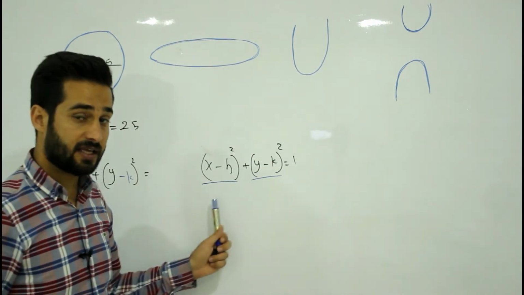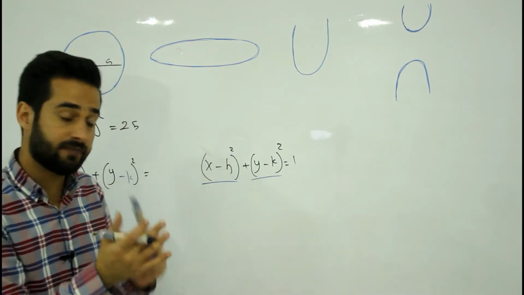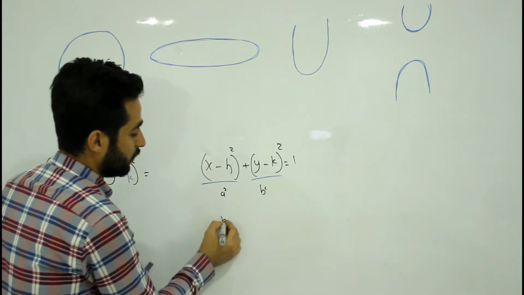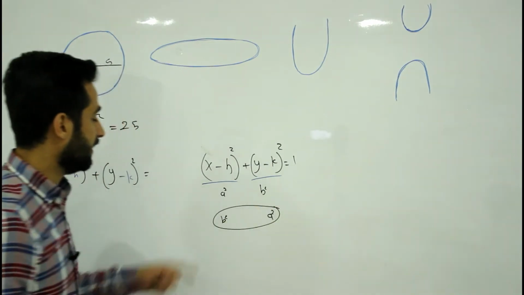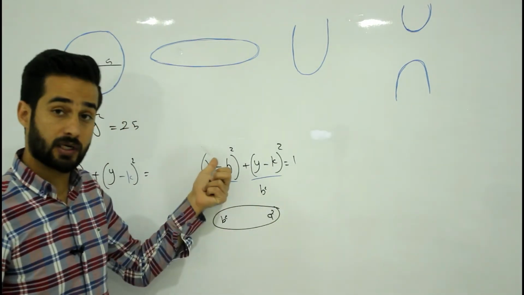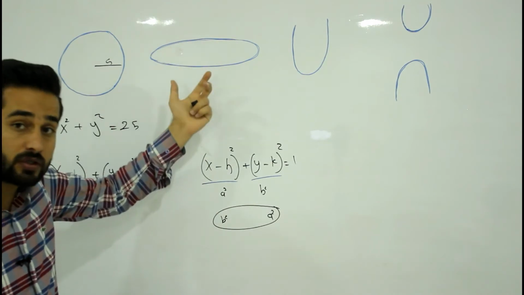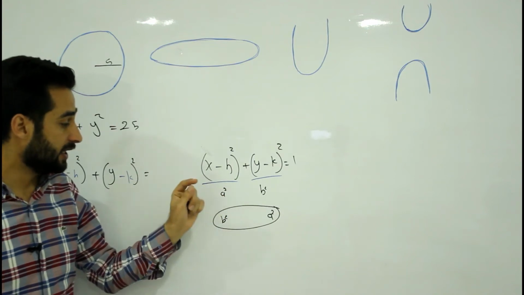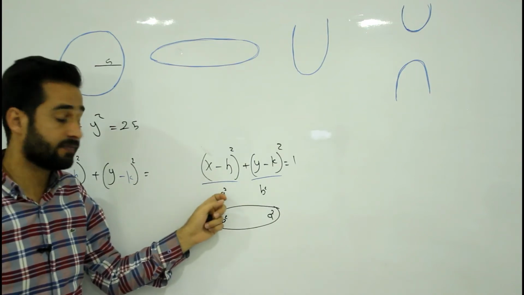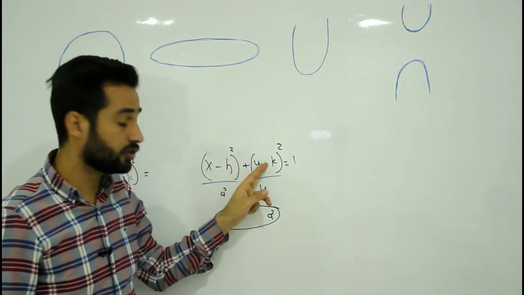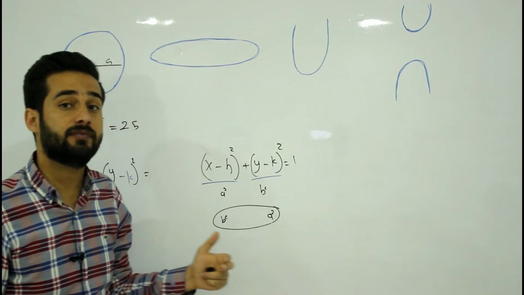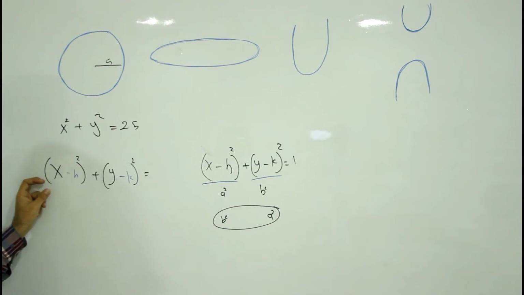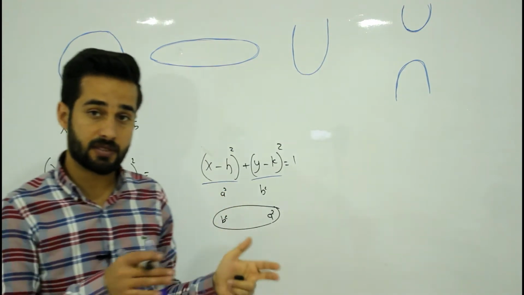But this is not 25, so we will have two more things. We will have a and b, okay? Maybe this is a squared and b squared, or this is b squared and this is a squared. When we have this under x squared, it means horizontal or vertical, it depends on this. Be careful: if the greatest number is with x, this is a. If the greatest number is written under y, this is a. But don't forget the rule of this and this, only the difference between a and b.